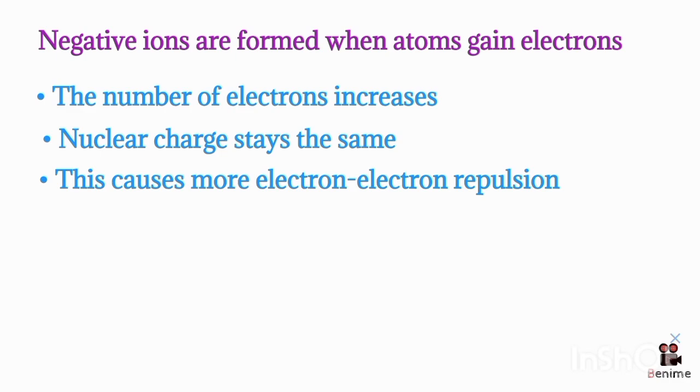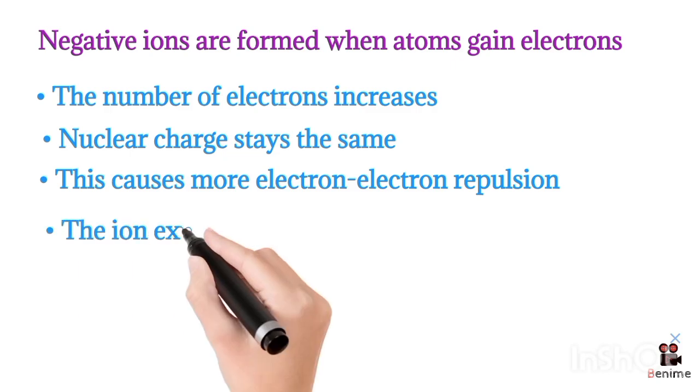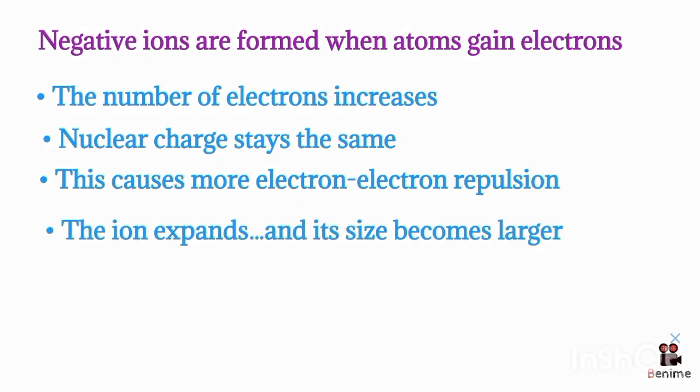Because electrons repel each other, they spread out more. As a result, the ion expands, and its size becomes larger. That is why negative ions have larger ionic radii.